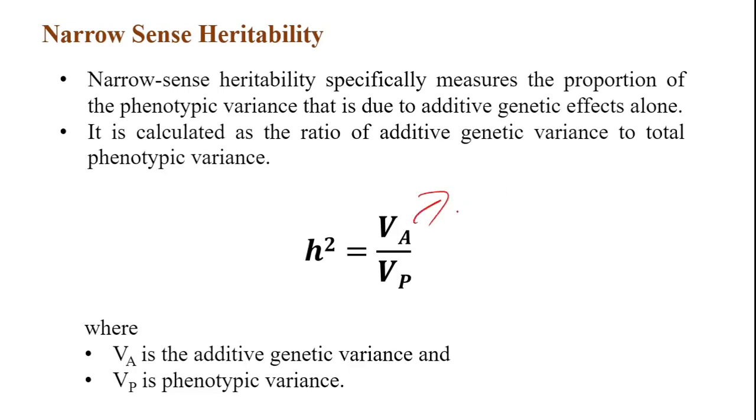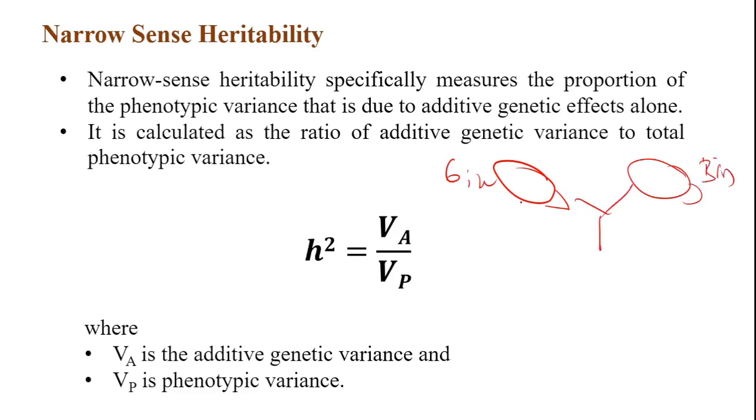What does additive gene variation mean? Take an example here: the mean cob length. This is the cob length of corn. Here 6 inches are there, and 3 inches are there in the other plant. If both are mated, both are crossed, it will show intermediate cob length here in the F1 generation.